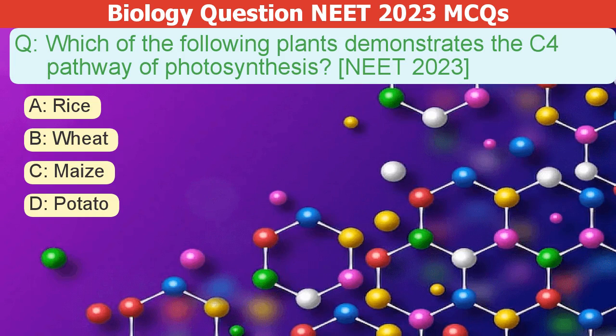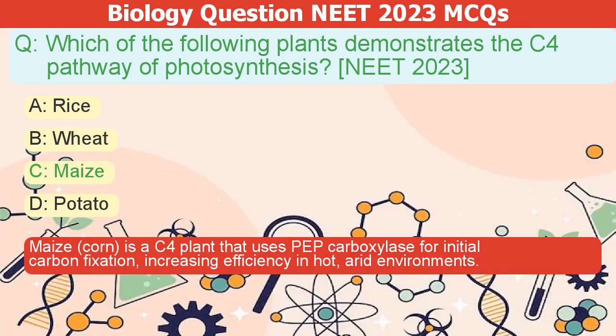Which of the following plants demonstrates the C4 pathway of photosynthesis? NEET 2023. A. Rice. B. Wheat. C. Maize. D. Potato. The correct answer is C. Maize, corn, is a plant that uses PEP carboxylase for initial carbon fixation, increasing efficiency in hot, arid environments.